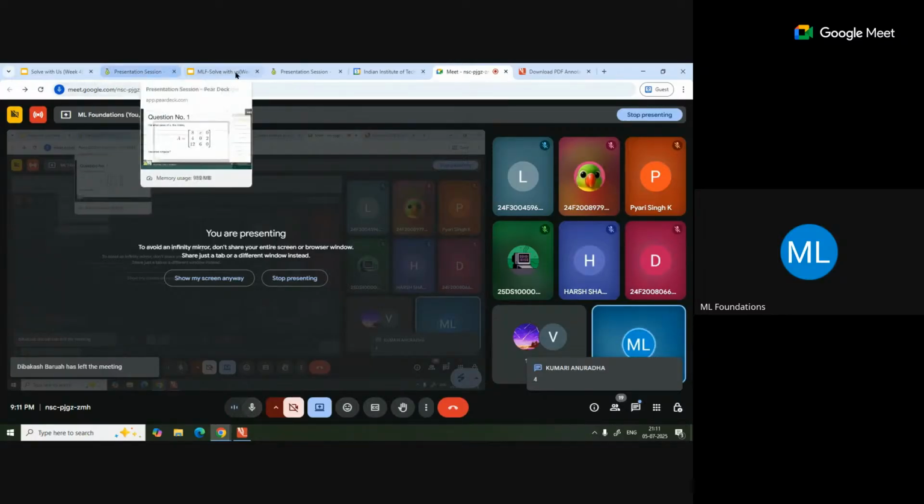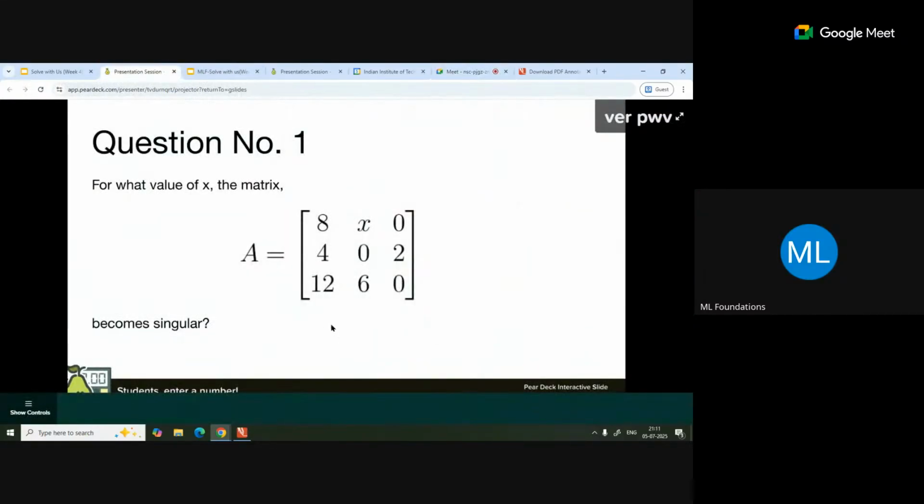Okay. So shall I solve this? When will the matrix become singular? When the determinant is 0. Do you think that the determinant is 0 here by looking at this matrix? That's what we have to find out. We can check for what value of x two rows or two columns can be linearly dependent.